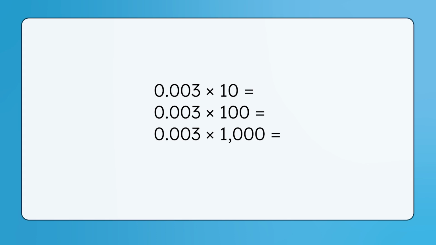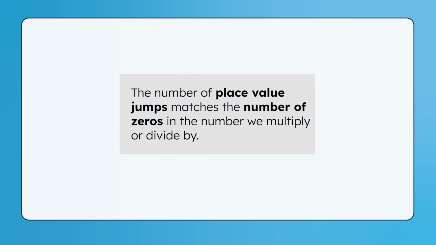Just like with whole numbers, each time we multiply by a power of 10, the digit 3 moves to the left. Once for 10, twice for 100, and 3 times for 1,000. This is just like a training tip we've learned before. The number of place value jumps matches the number of zeros in the number we multiply or divide by.